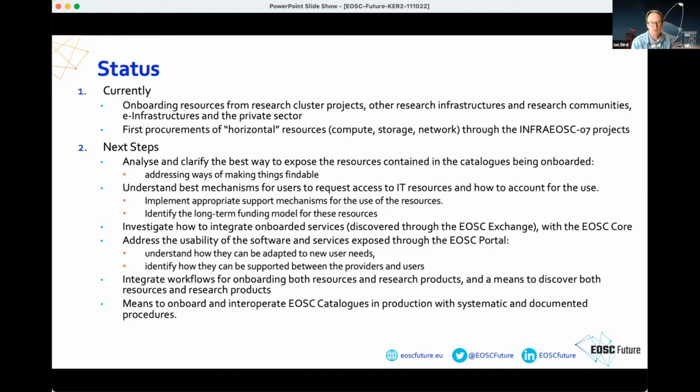There's certainly work that needs to be done in how to integrate the onboarded services with the EOSC core and address the usability of the software and services through the portal, understand how they can be adapted to new user needs, and identify how they can be supported between the providers and the users. So I think there's a lot of work to be done once these things have been onboarded to make this a smooth experience. And that, of course, includes operating these catalogs in production with systematic and documented procedures.